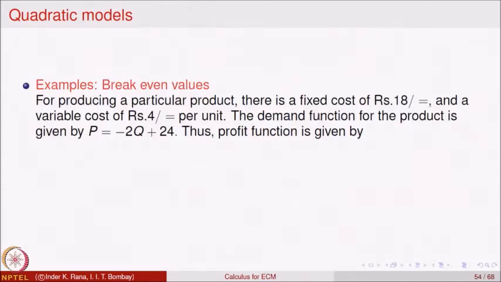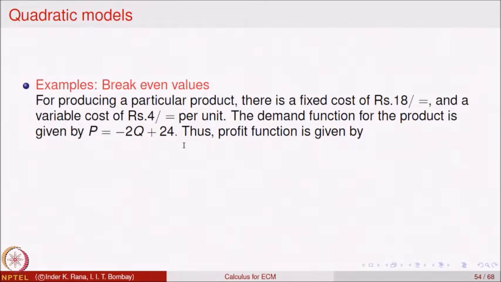So, let us see how these quadratic equations appear and what they indicate in our study of economic models in economics. So, let us look at an example. In the production of a particular product, there is a fixed cost, namely 18 rupees, maybe the rental or electricity or such things. So, in producing a particular product, there is a fixed cost, whether something is produced or not, that much amount is spent, and the variable cost is 4 rupees per unit. And the price and demand function of the product is P equal to −2Q + 24.